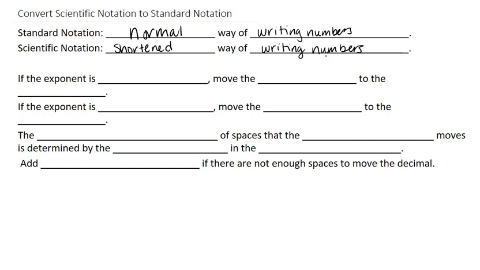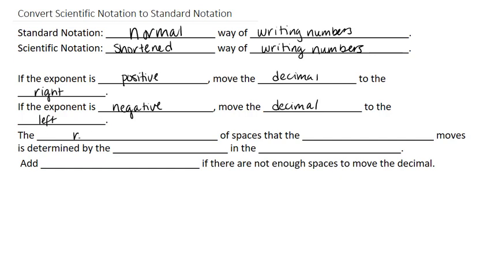So if we have an exponent that is positive, that means we're going to move the decimal to the right. And if the exponent is negative, we will move the decimal to the left.